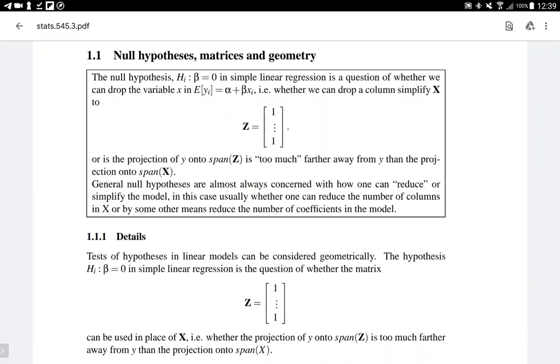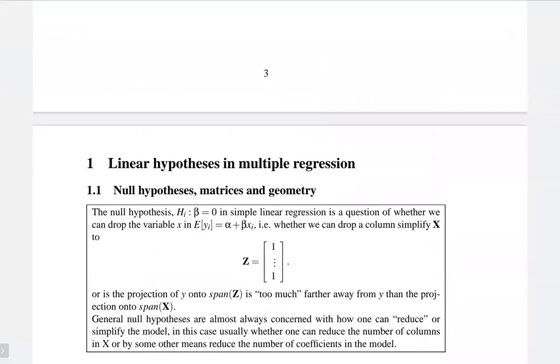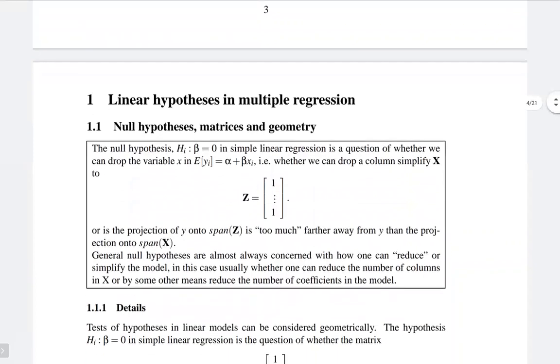This is the first of a short sequence of slides on the general linear model, or rather testing within the general linear model. We're going to look at how to test linear hypotheses in multiple regression and perfectly general hypotheses.